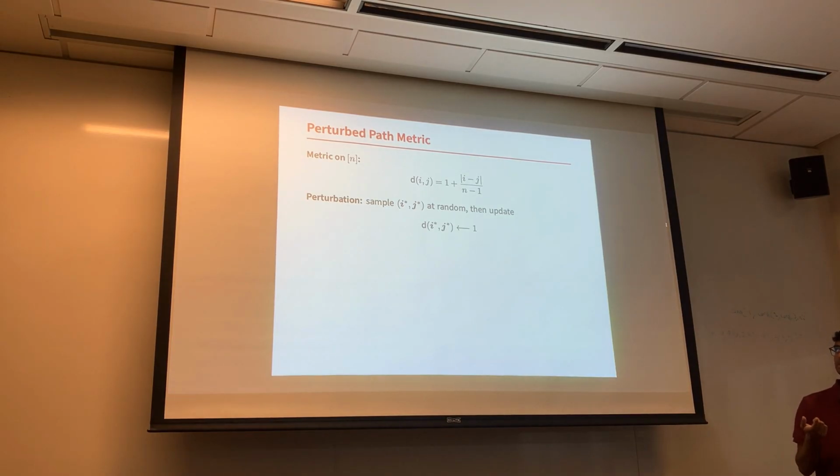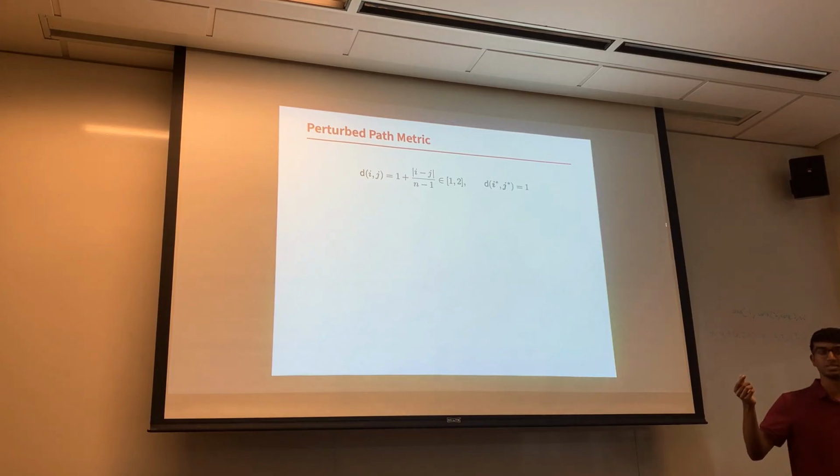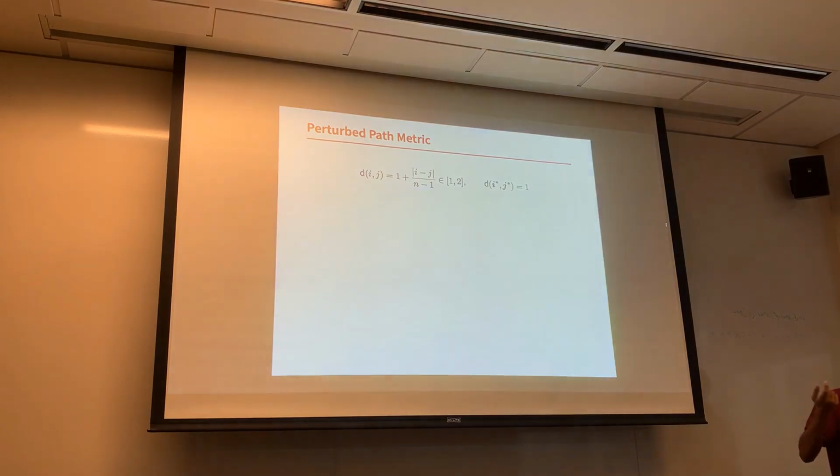The way that we did it in our paper is we'll fix this path metric where the distance from i to j, so i and j are both numbers from 1 to n, will look like 1 plus |i minus j| over n minus 1. And to perturb this metric, I'm going to sample a random pair and shrink their distance down to 1. The reason I've defined my metric like I did is so all of my distances are between 1 and 2. And so when I shrink my distance down to 1, I don't violate the triangle inequality. Right? Now, what does this metric look like?